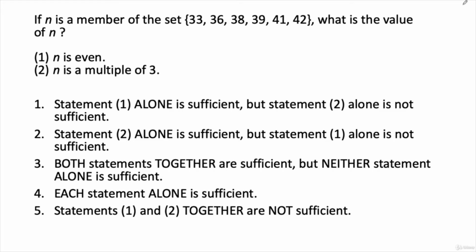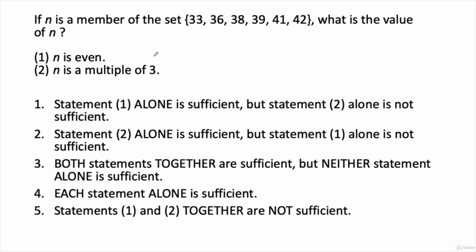This is a question of counting. If n is a member of the set 33, 36, 38, 39, 41, 42, what is the value of n? So now we are given some conditions from which we need to find the value of n. Let's look at statement number 1. Statement number 1 says n is even. When we are talking about n being even, we can easily eliminate the odd values out of it.